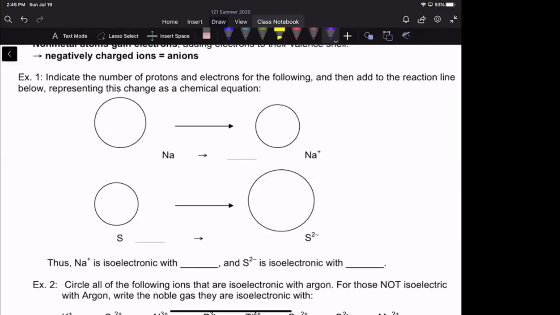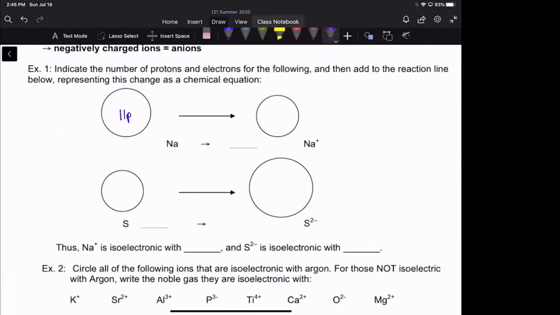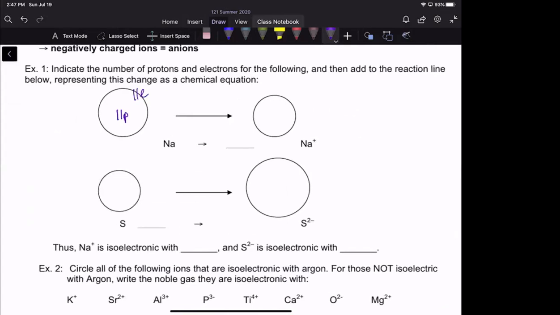For sodium, sodium is number 11 on the periodic table. So it has 11 protons. And for the neutral atom, sodium would have 11 electrons out in their outer orbits. Now when that undergoes a change, and it loses an electron, well, it's still a sodium, so it's got 11 protons in the nucleus, but now it's lost an electron, so it has only 10 electrons in its outer shell.